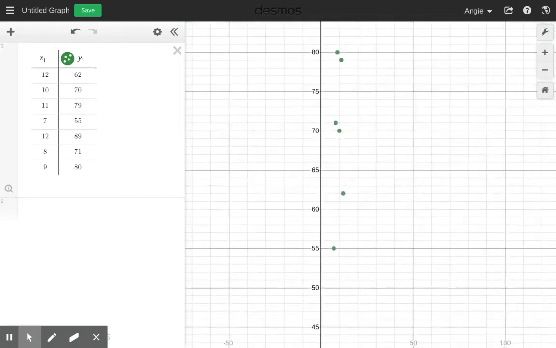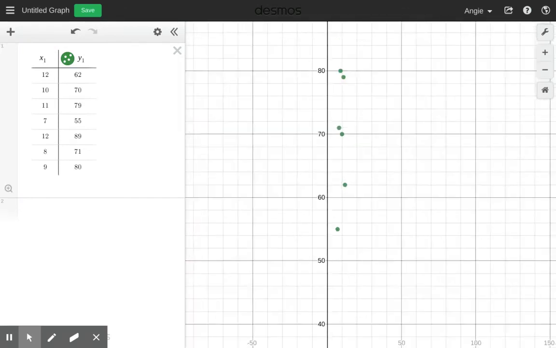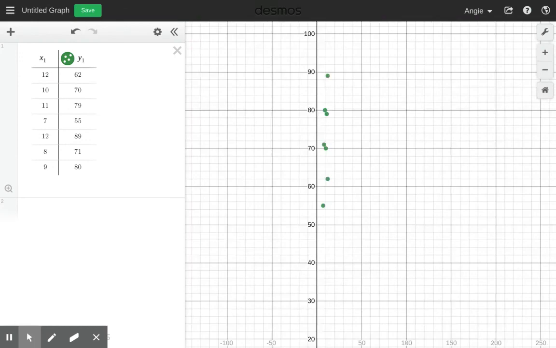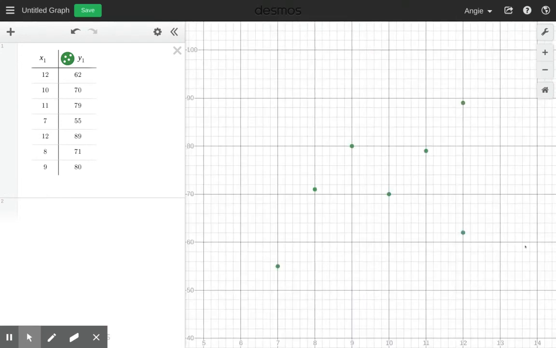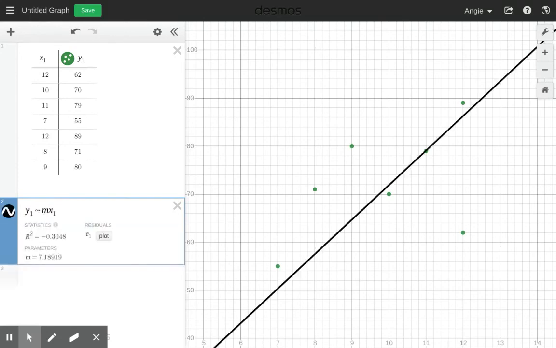So I can mess around with this a little bit, right? But you'll notice that there's a little magnifying glass here. It's a zoom fit. So if I click on the magnifying glass, there, it gives me a nice display of my data. Okay, now I want to type in that regression equation. Y1 tilde mx1 plus b.